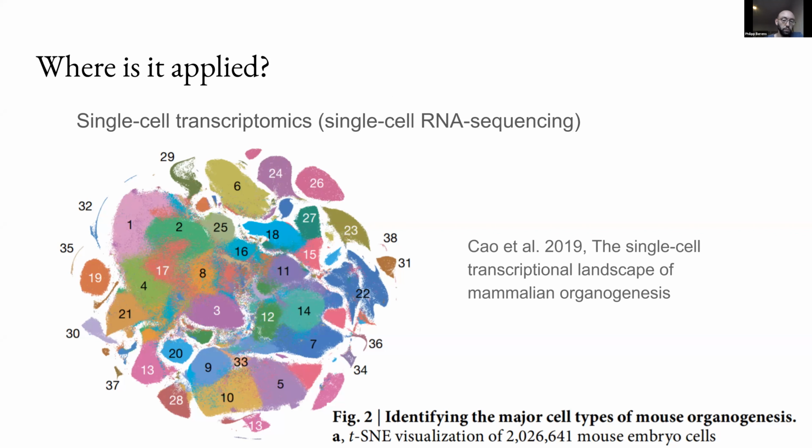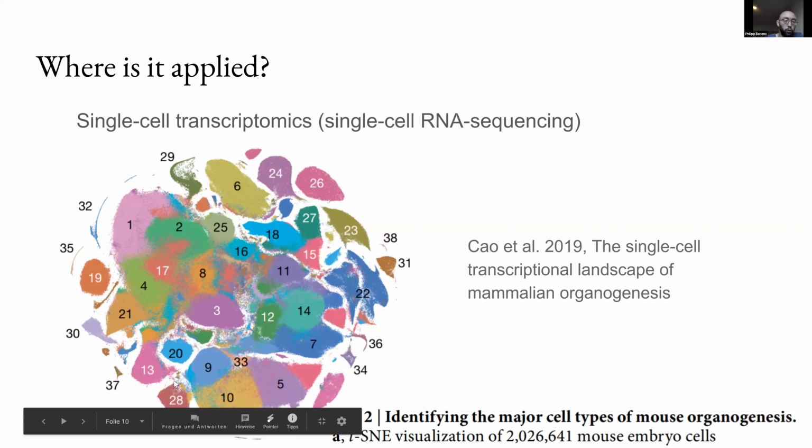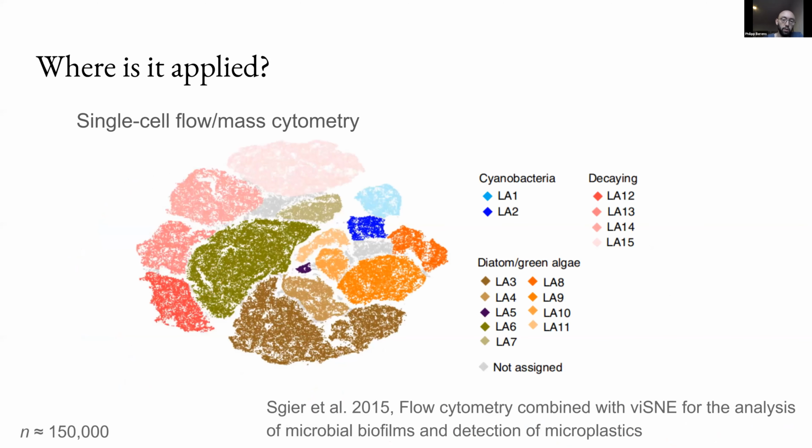Here, for example, this is a paper from last year where they sequenced the genetic profile of more than 2 million cells, and even for such huge data sets, there are now efficient methods to make such pretty visualizations. There are also other scientific problems, like for example, single cell mass cytometry, where you have really huge data sets also with several 100,000 data points.